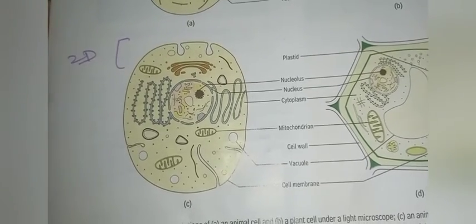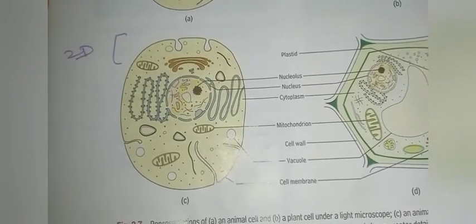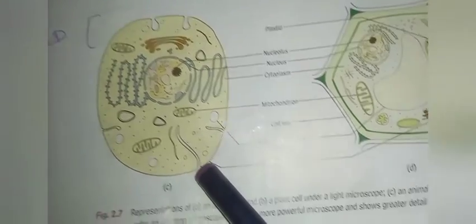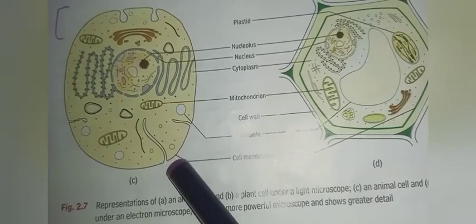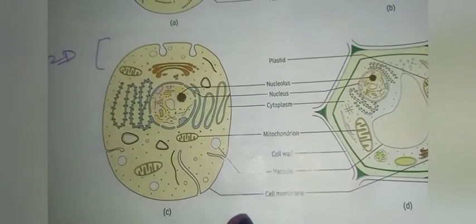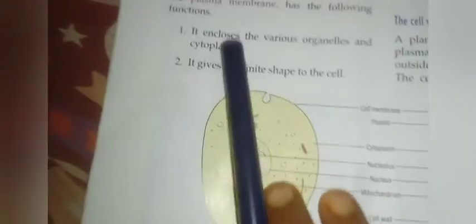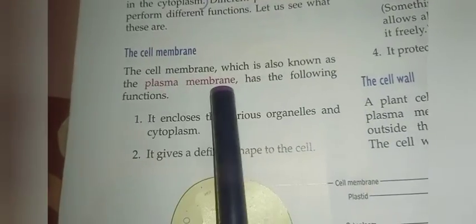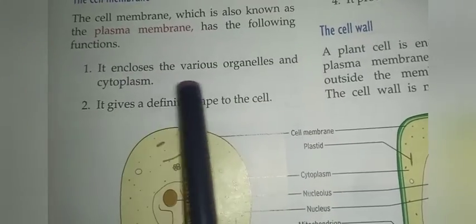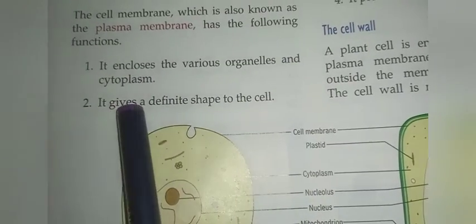First, let us discuss the cell membrane. Where is the cell membrane? So this is the cell membrane. The cell membrane is also known as the plasma membrane. So what is the function of this cell membrane? It encloses the various organelles and cytoplasm.